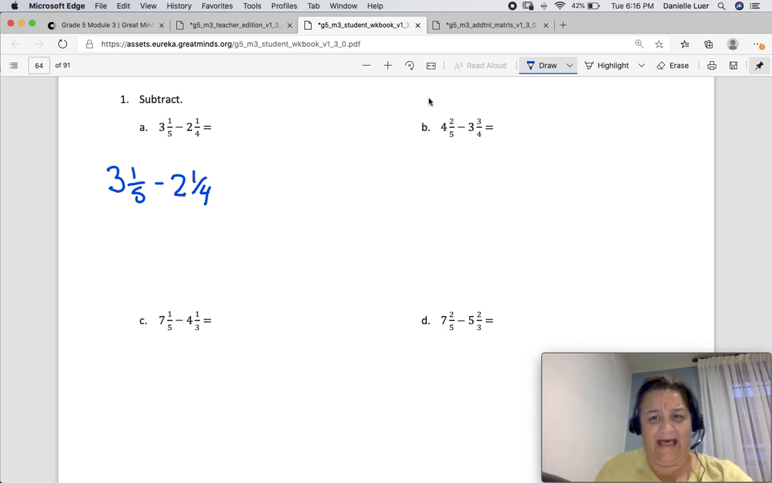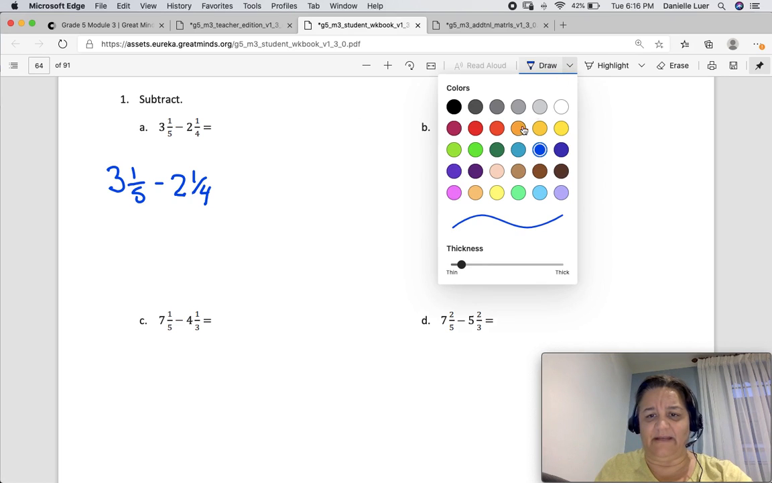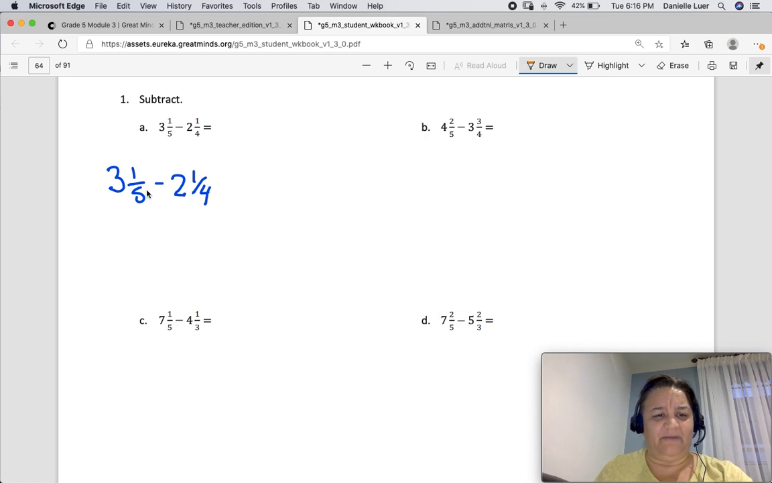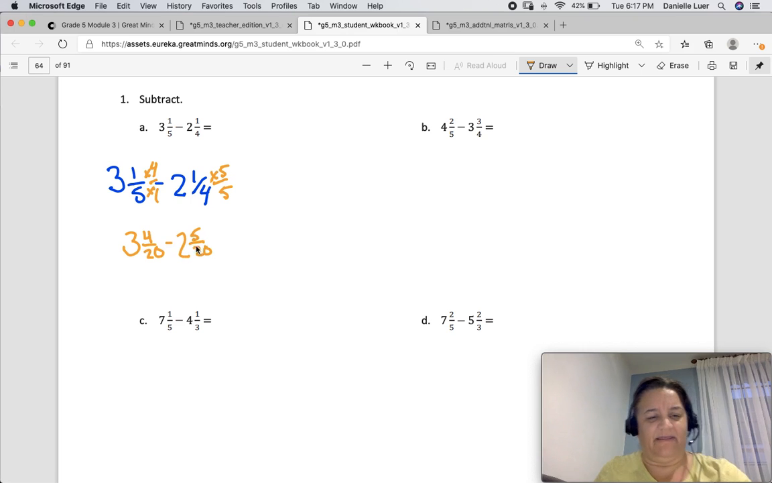And you'll start to remember that as well. So, how do I find our common denominator here? 1/5, I'm going to multiply it by 4 4s. And 2 and 1/4, I'm going to multiply by 5 5s. My new problem is 3 and 4 20ths minus 2 and 5 20ths. Okay, there it is. There we ran into it. 4 20ths minus 5 20ths doesn't work.